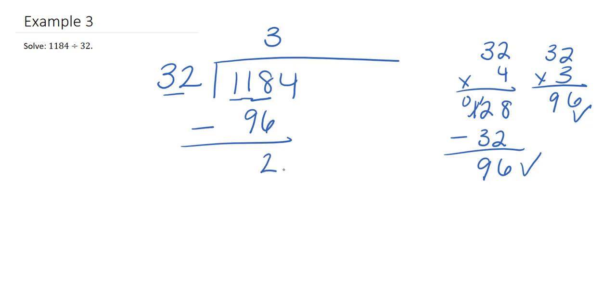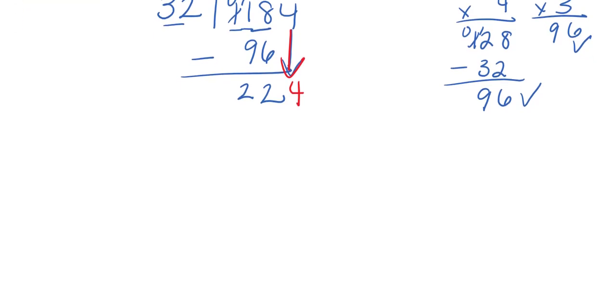8 minus 6 is 2. Then we can have 11 minus 9, so that's 2. And then we go ahead and bring down this 4. Now 32 can go into 224 how many times is what we're asking now. So 32, well, if multiplied by 4 got us to 128, let's go ahead and do 6. 2 times 6 is 12, carry the 1. 3 times 6 is 18 plus 1 is 19.